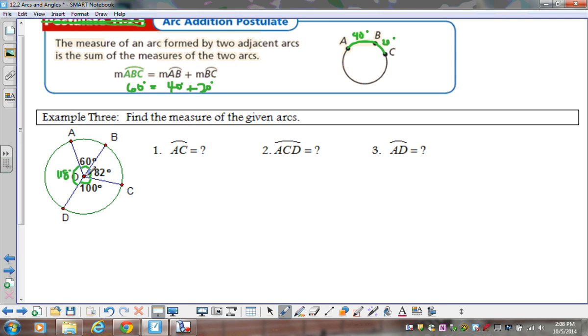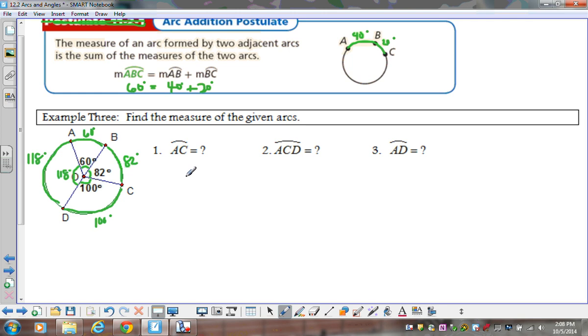All right, now remember, because these are central angles, their intercepted arcs are also the same degree measure. So for example, the measure of arc AB would be 60 degrees. The measure of arc BC right here would be 82 degrees. The measure of arc CD, guess what? It's 100 degrees. And then the last one, the measure of arc AD, is going to be 118 degrees.